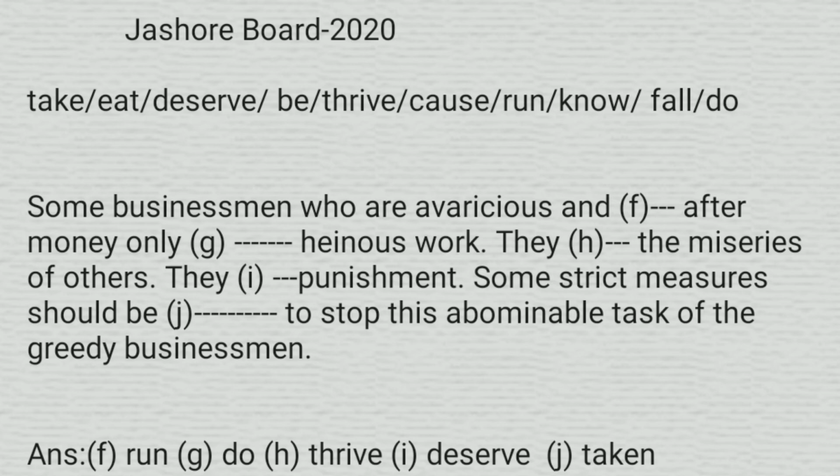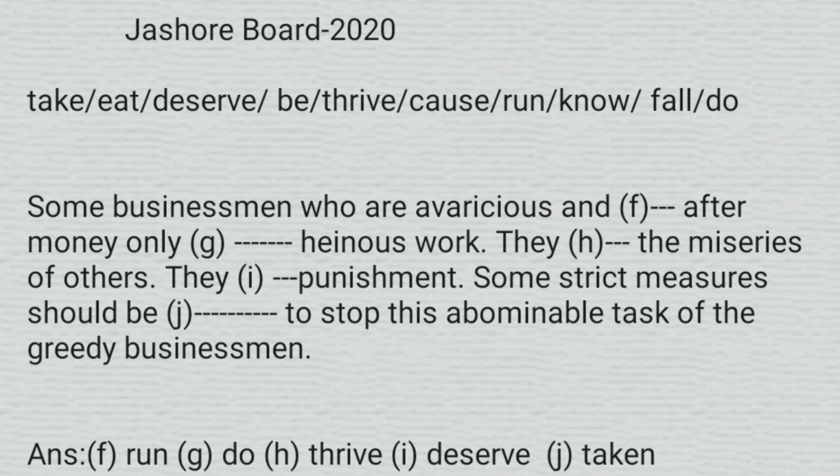Then some businessmen who are avaricious and dash after money only dash heinous work. Here the answer of F will be run. Run after. As it is present indefinite tense, it will be run after. Run after money, only dash heinous work. Only do heinous work. The answer will be do.